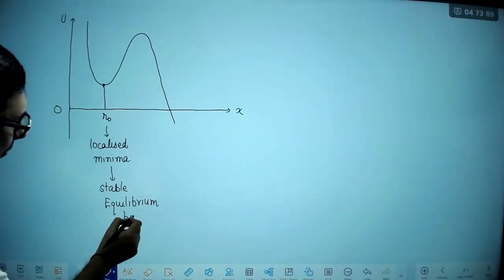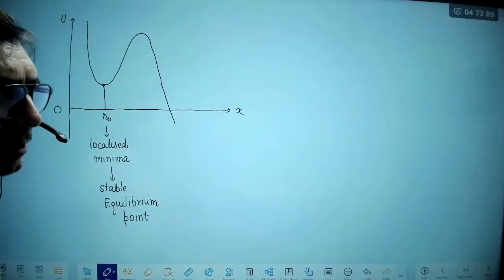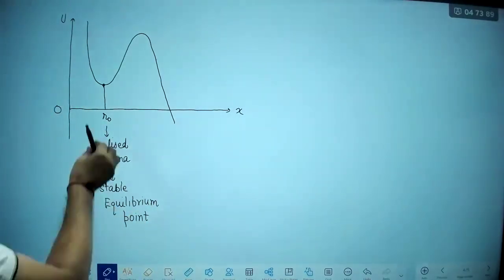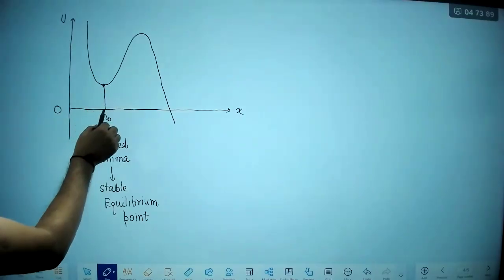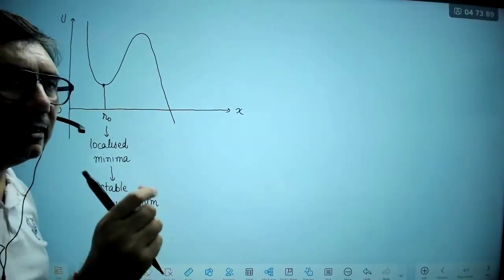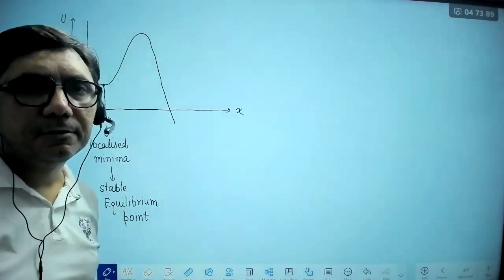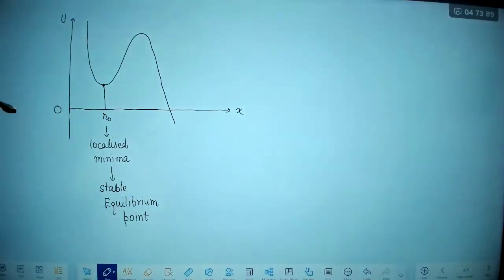Stable equilibrium point. Just by observing this plot, I can see that there are two points where the slope becomes 0. One point is this one, at r equal to r0. When the particle is at r equal to r0, the net force acting on this system will be 0. That's why this is called a stable equilibrium point.